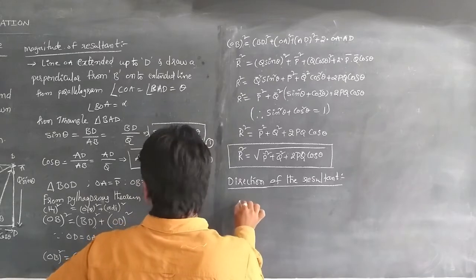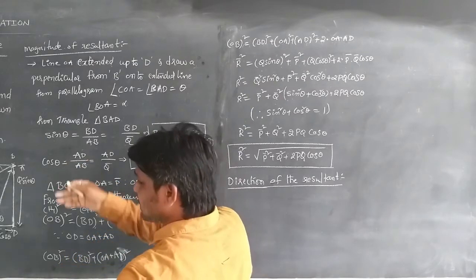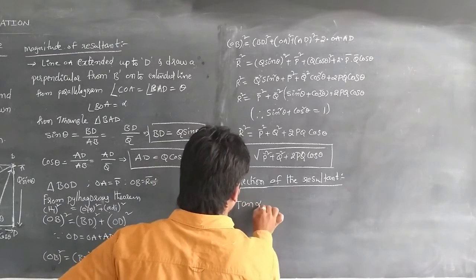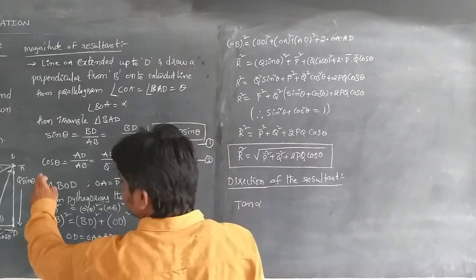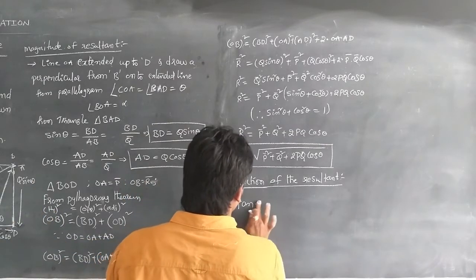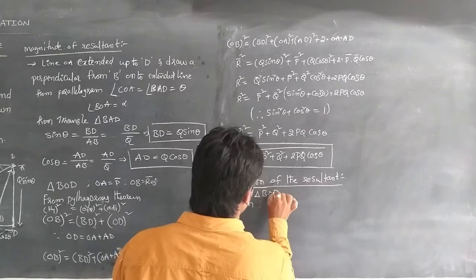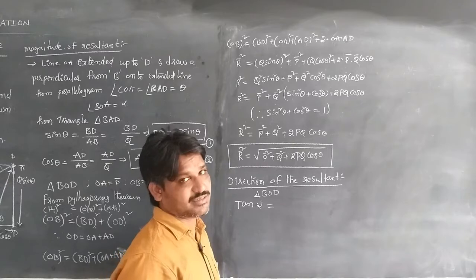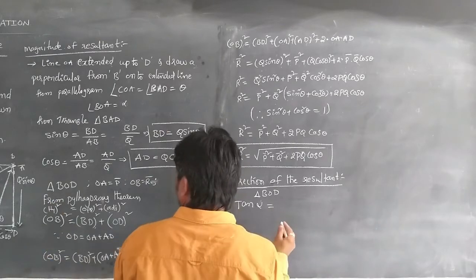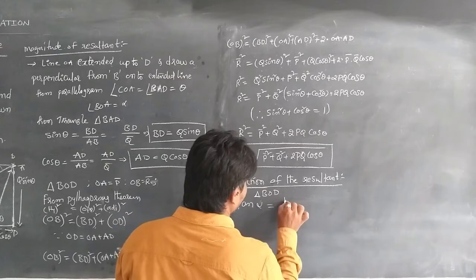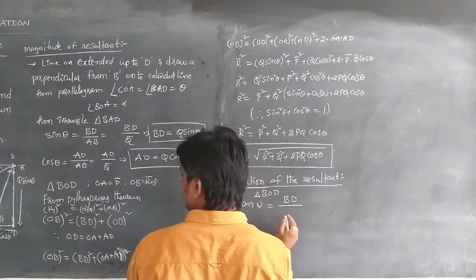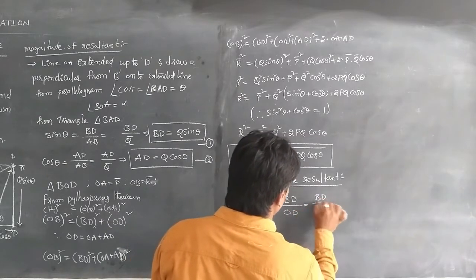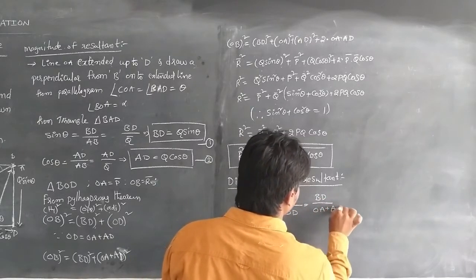Here, the direction of the resultant: from the triangle BOD, tan alpha is equal to, we know, opposite by adjacent. So according to the diagram, the opposite will be BD and the adjacent will be OD. But we know that OD is equal to OA plus AD.